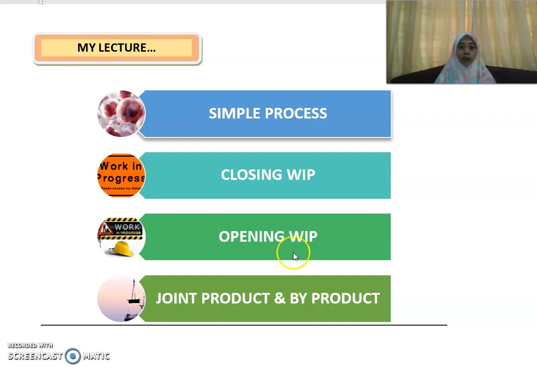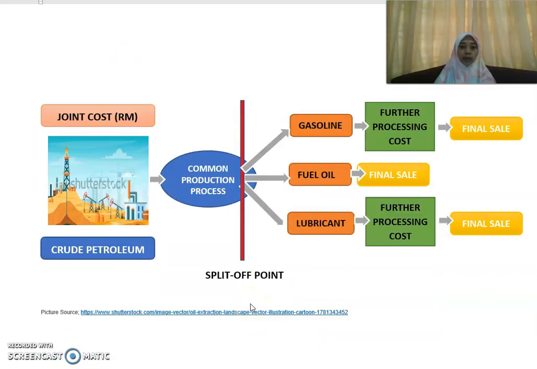After you have looked into your OWIP, I also introduced to you the joint product and byproduct. Remember, you have the joint cost, and the issue is that you have to split your joint cost into the products that you have. Some of your products may need further processing costs, and some can be sold straight away at the split off point. You need to know what joint cost is, and how your joint product differs from your byproduct in terms of value and definition.